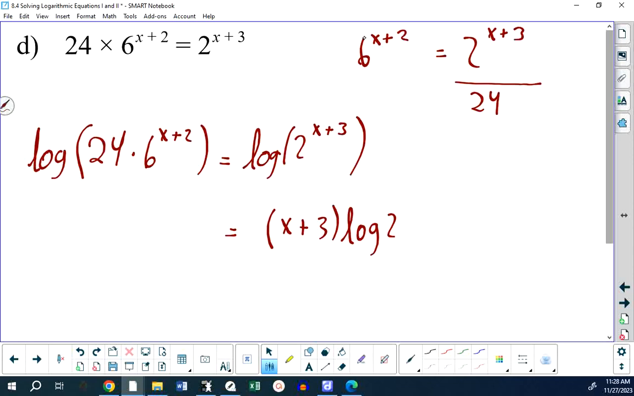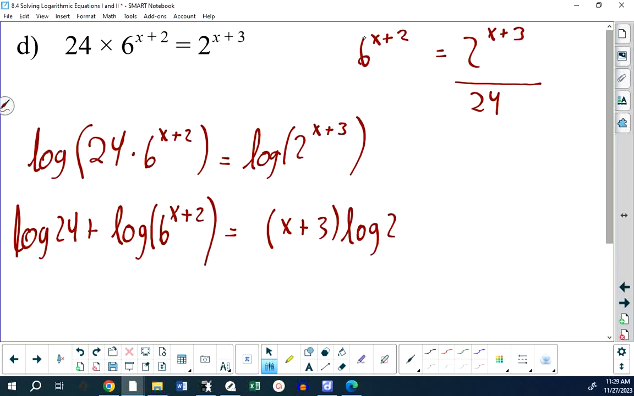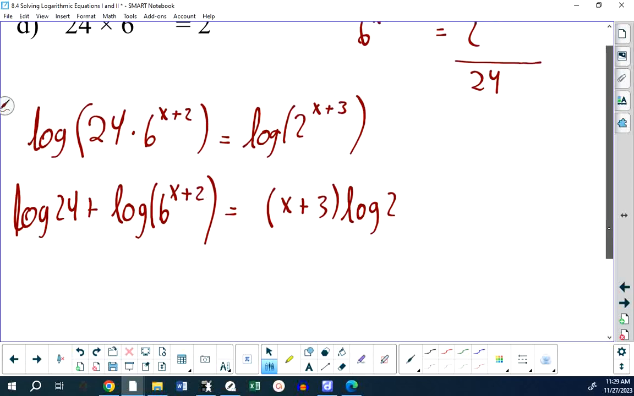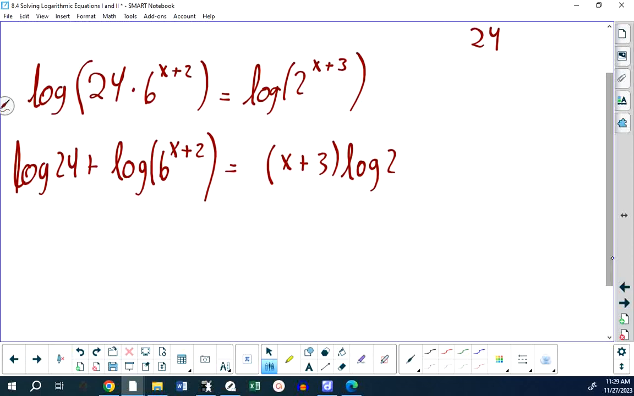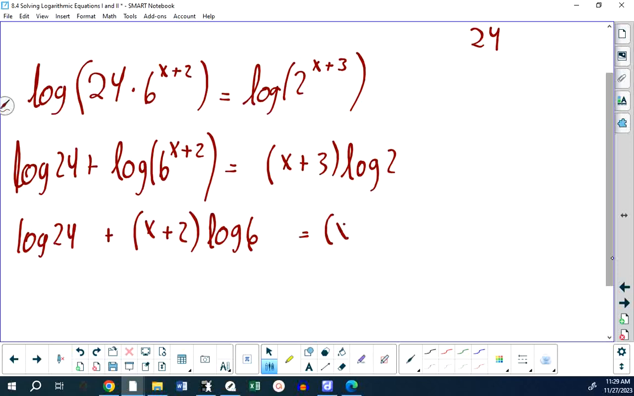Would you break it up into log of 24 plus log of... Excellent. We're going to have to break it up into log of 24 plus log of 6 to the x plus 2. Now we can move that down. So we have log of 24 plus x plus 2 log of 6 equals x plus 3 log of 2.